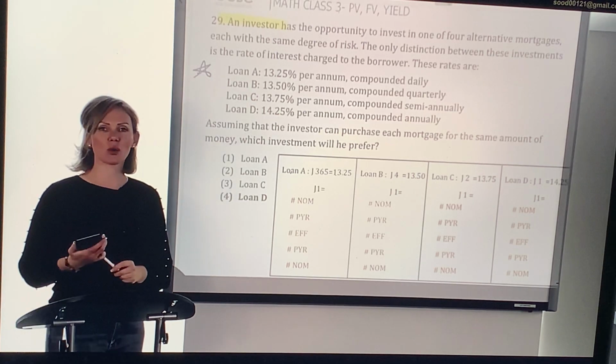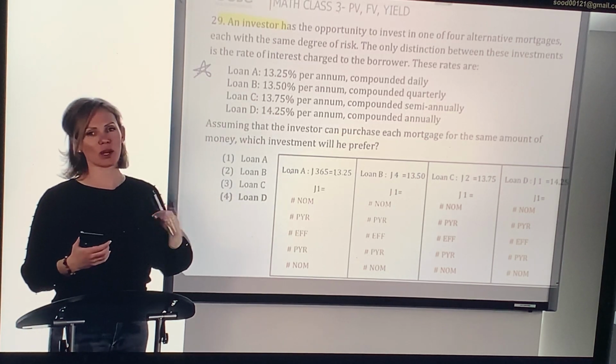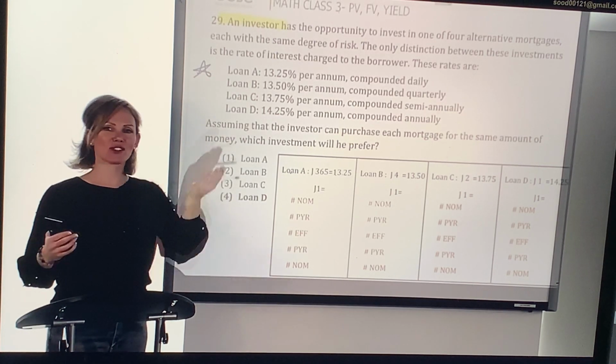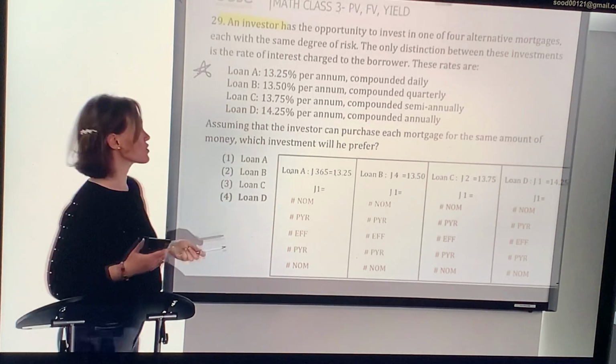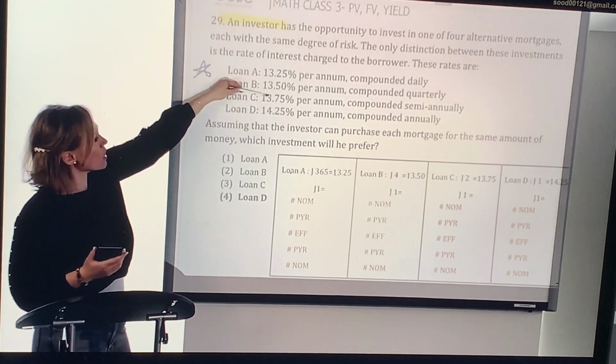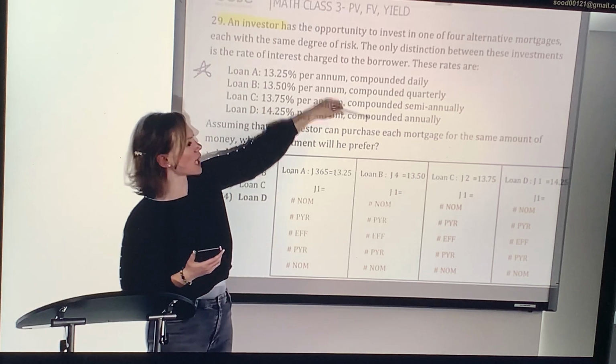So if you were the investor, do you want to have the highest rates or the lowest rates? Do you want to make more money or less money? More. So the investor is always looking for the highest rates of return. So that's what we're going to be looking for. Look what happens. They all have different interest rates, and they all have different compounding. So how do we compare them?